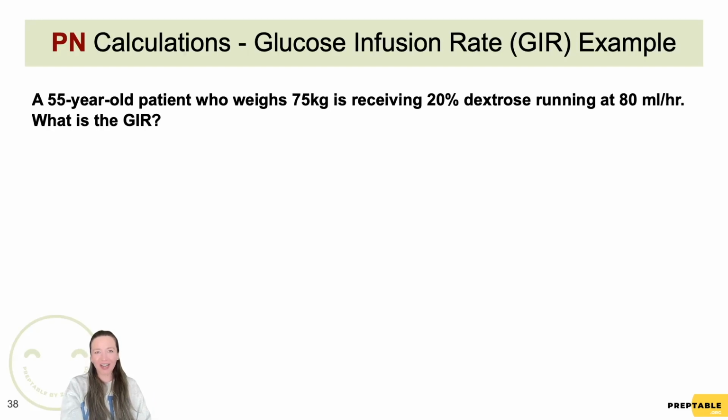Let's calculate the GIR for a 55-year-old patient who weighs 75 kilograms and is receiving PN solution containing 20% dextrose running at 80 mL per hour. First thing we should verify are the units, which in this example are exactly as they should be, so we could plug in the values directly.